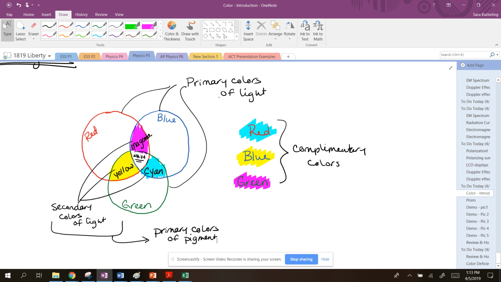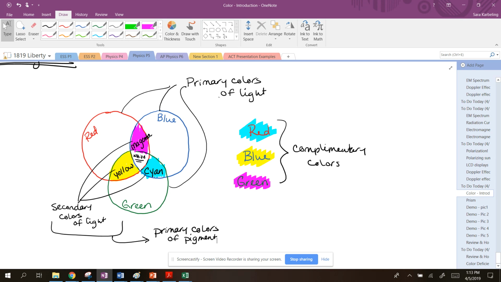So we talked about light. We said that we've got red, green, and blue light. We can make all of the colors of the rainbow from just those three colors of light. And if we combine all three of those colors together, then for sure we're going to get what color? White. Okay.